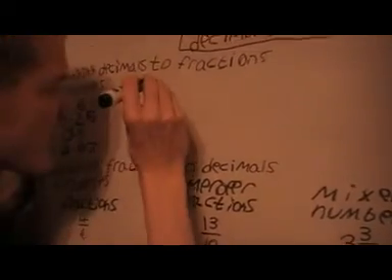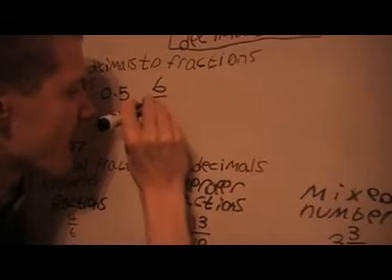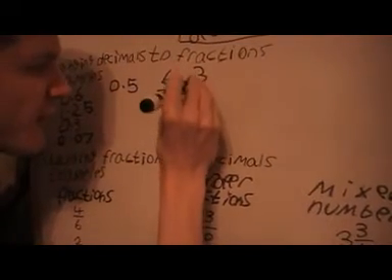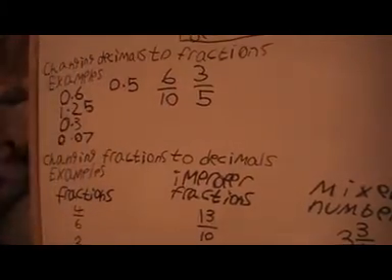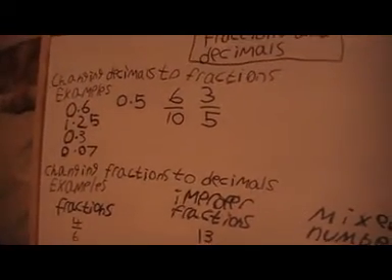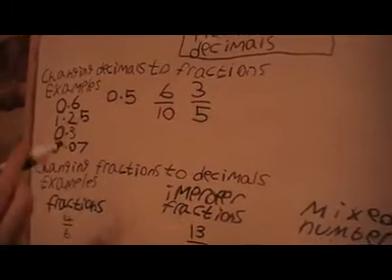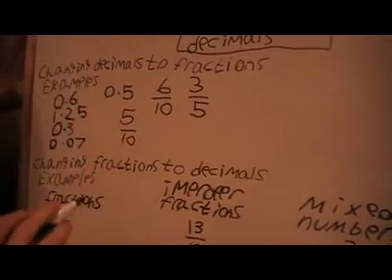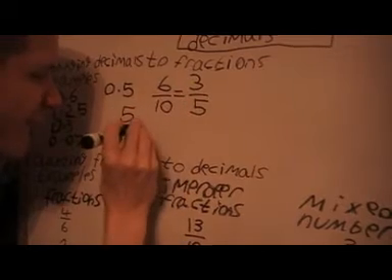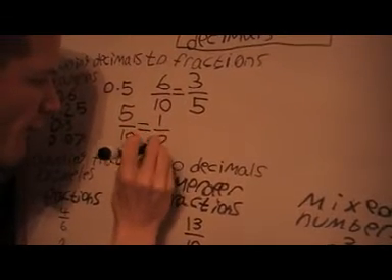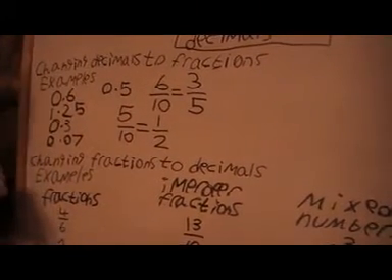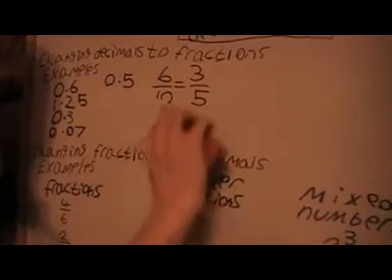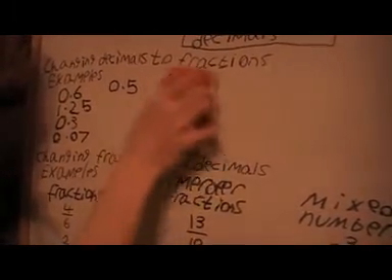This first one, I'm going to have 6 over 10, and I can simplify that to 3/5. So the first one is 3/5. And the next one here, I can write that as 5/10, which can simplify to 1/2. So we've done the first two examples. Let's just do 3 more of these.